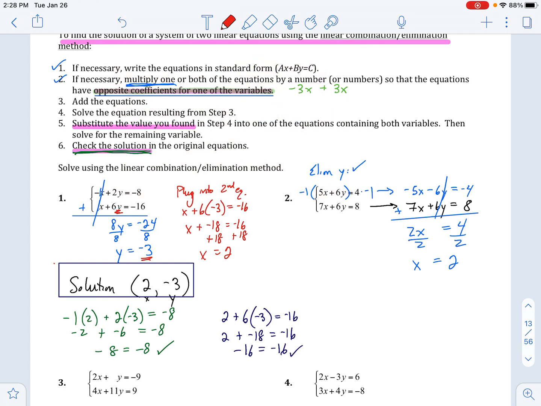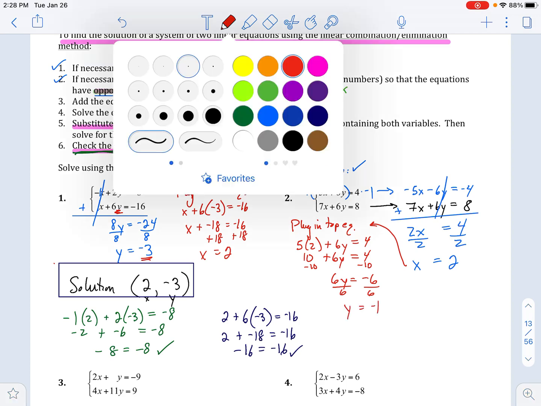I next need to substitute back in. When I substitute this back in, it doesn't matter which equation I substitute into, but I'm going to make a note here. I'm going to plug into the top equation. As I do that, I get 5 times 2 plus 6y equals 4. This is 10 plus 6y equals 4. Subtract 10, and 6y is equal to 4 minus 10, which is -6. Divide by 6, and y is equal to -1.